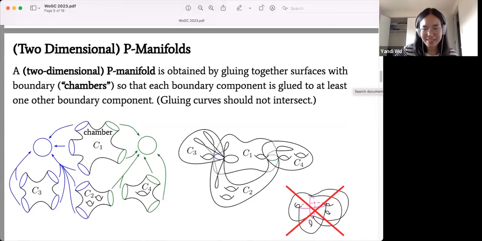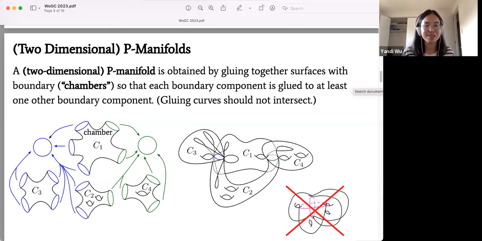And you might wonder, okay, what about marked length spectrum rigidity for other spaces that are not manifolds? That's what I'm studying. I study these objects called p-manifolds, which behave similarly to surfaces, but they're not quite surfaces. This was a term coined by Jean-François Lafont during his thesis work in 2007. The P stands for piecewise. These have piecewise Riemannian metrics on them, and they're like piecewise manifolds.